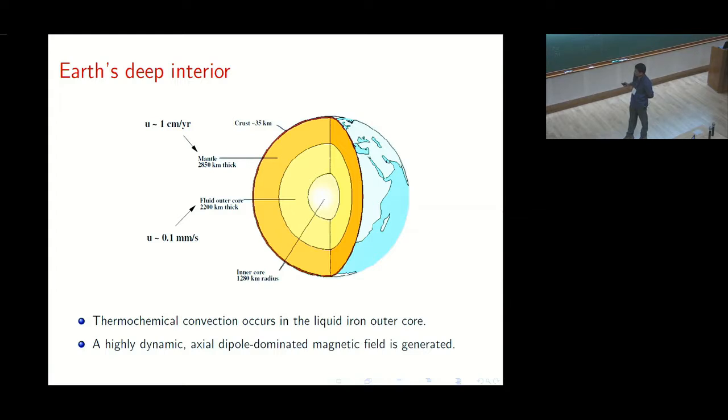And on top of that, we also have thermal convection, which existed prior to the formation of the Earth's inner core. Right now, convection is thermochemical, and the chemical part is considered to be the dominant one. And this convection gives rise to a magnetic field through induction, and this magnetic field is predominantly an axial dipole.